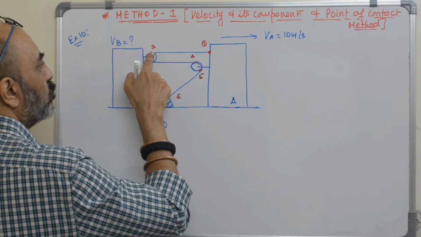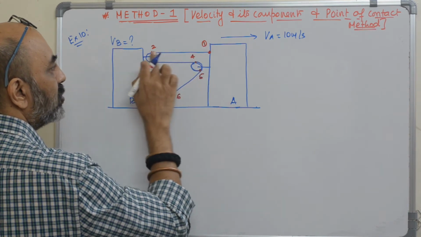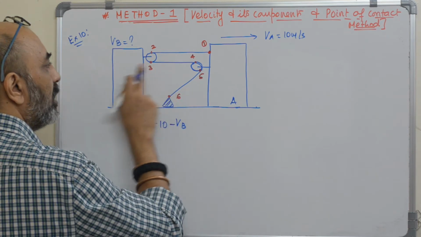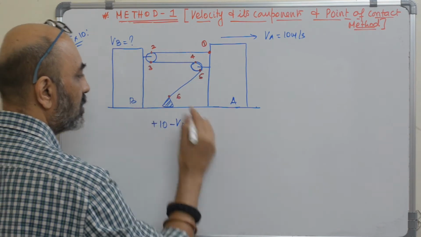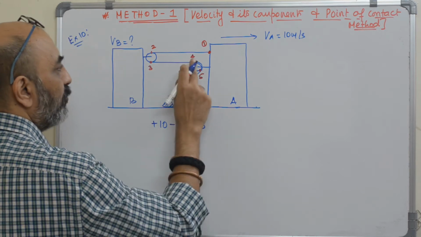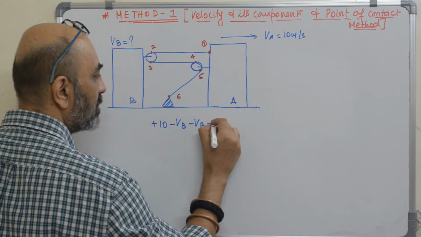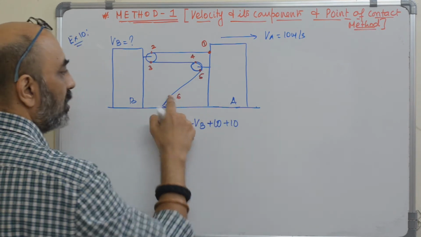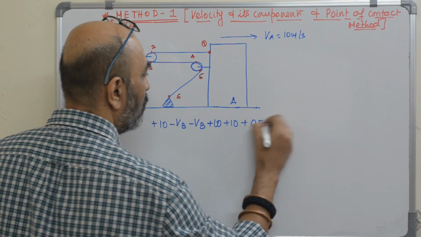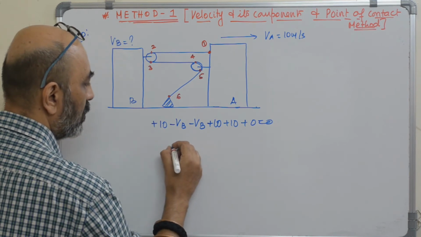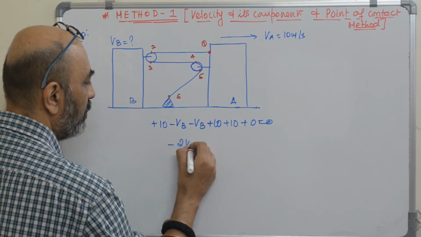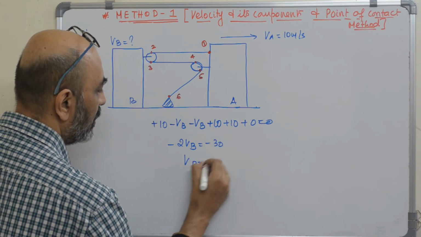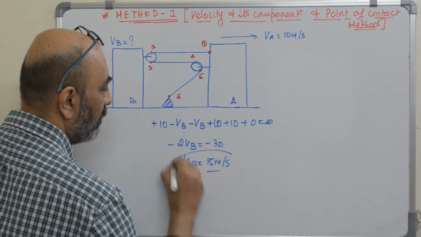As far as 2 is concerned, B is going to move in that direction. The length will decrease, so it will be minus VB. 3, it will move in that direction. That means minus VB. 4, it is moving in that direction, plus 10. 5, moving in that direction, plus 10. This not moving, plus 0, equal to 0. So here we have what? Minus 2 VB is equal to minus 30. So VB is 15 meter per second.